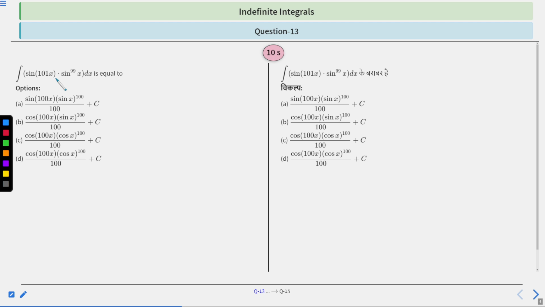After that, when you expand this using the formula for sine a plus b, you will easily get the integrable form. So let's try to solve this question. You have 10 seconds to solve or think about this question. After 10 seconds, we will discuss the solution.